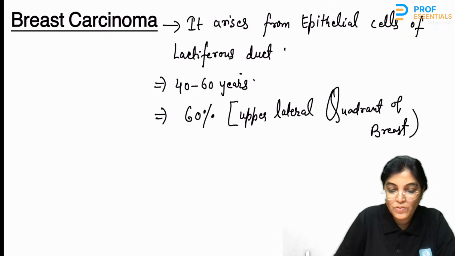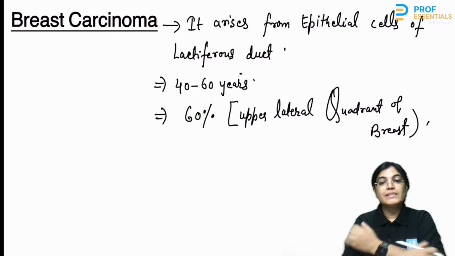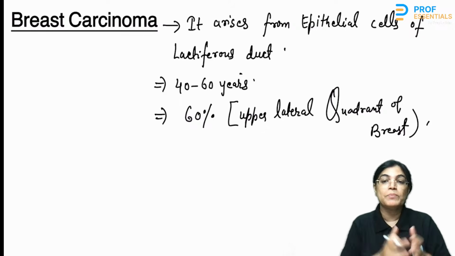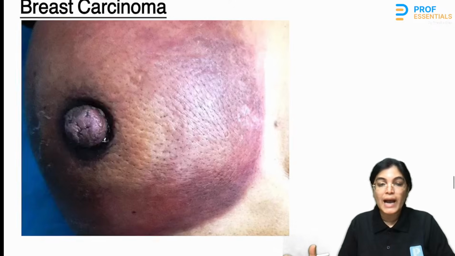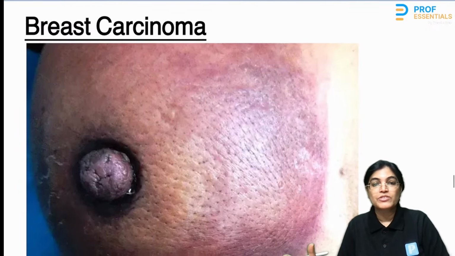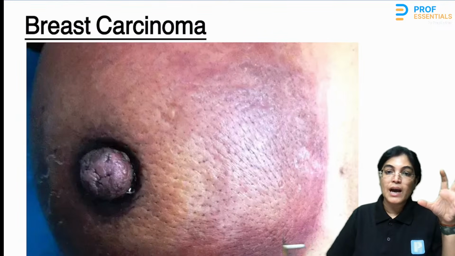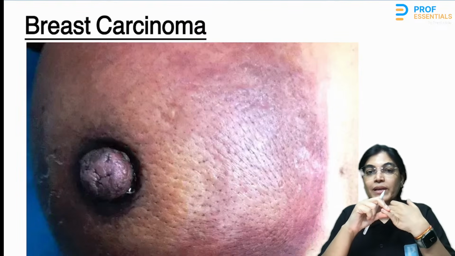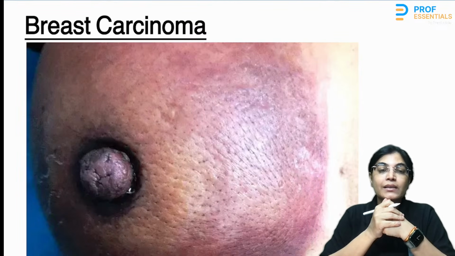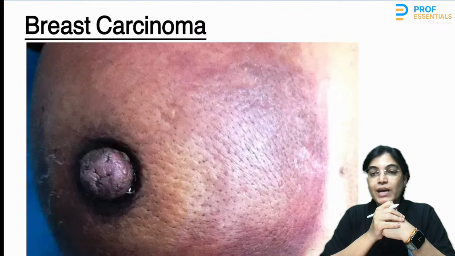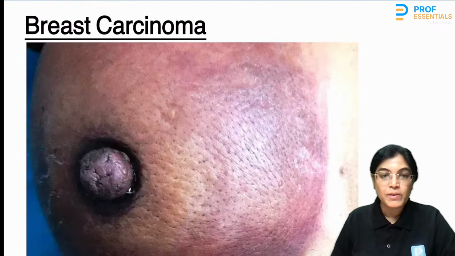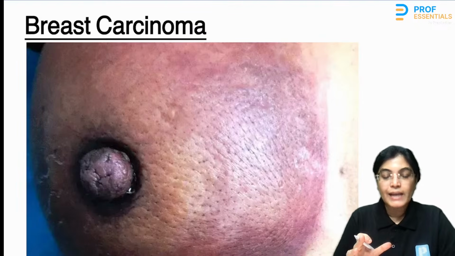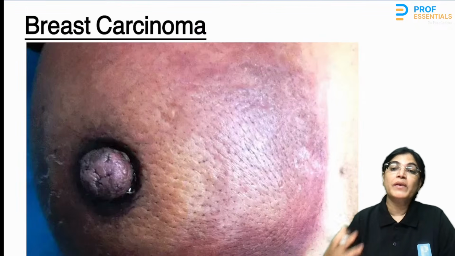Okay, my dear students, now I would like to tell you about the clinical features of breast carcinoma, what we will find in the patient suffering from it. Everybody see, this is a case of inflammatory breast carcinoma, and you can see the orange peel appearance also. I will tell you the reason for the orange peel appearance and the other clinical features, signs and symptoms seen in breast carcinoma. There will be a hard lump, and the lump will be immobile.